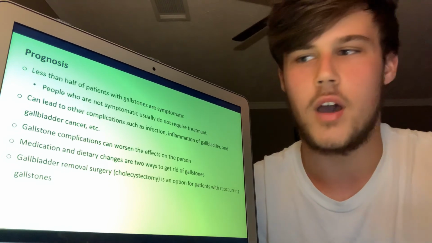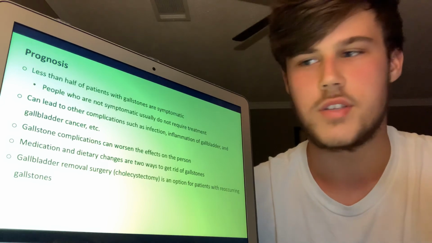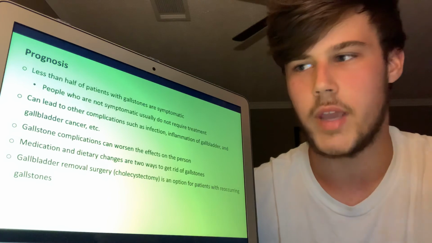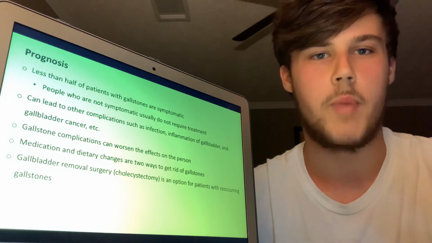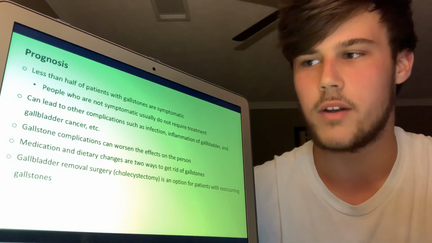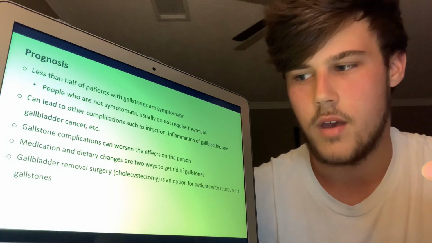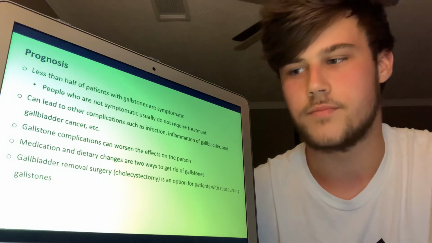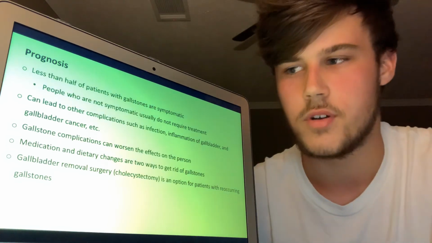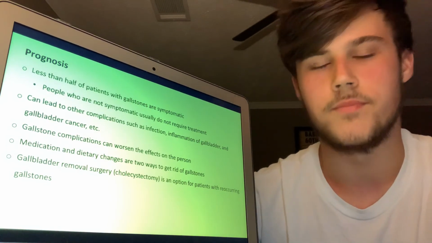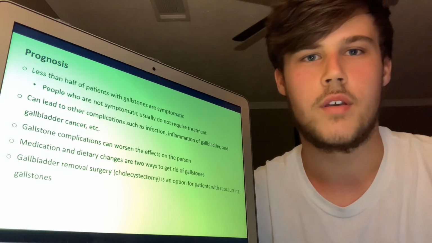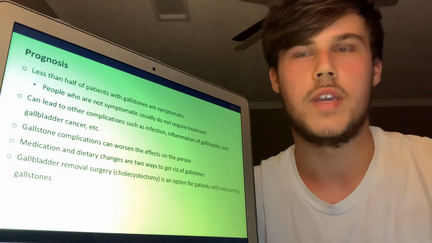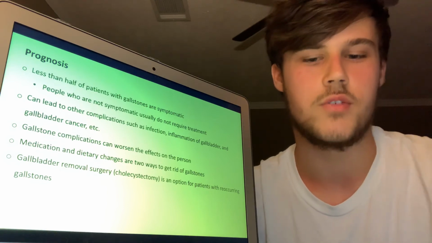Gallstones can also lead to other complications such as infection, inflammation of the gallbladder, pancreas. In bad cases, it could lead to gallbladder cancer. Gallstone complications worsen the effects on the person also. Medication and dietary changes are two ways to get rid of gallstones if you didn't choose the surgery.